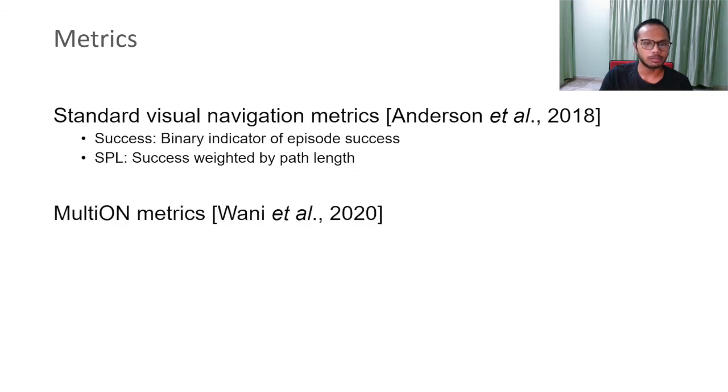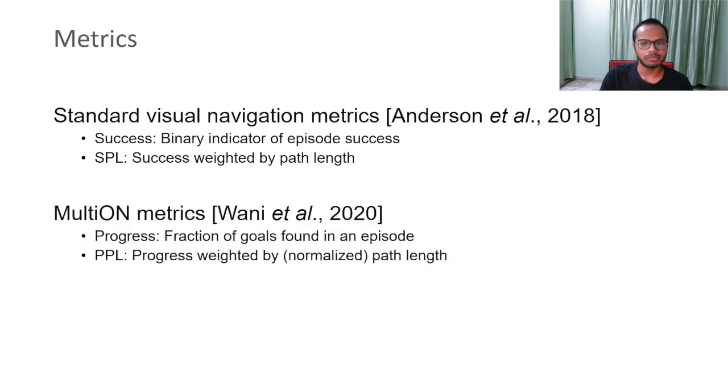We also use the progress and PPL metrics, which are the Multi-on analogs of success and SPL. The Multi-on challenge winners are based on the PPL metric. All these metrics range from 0 to 100 and higher is better.